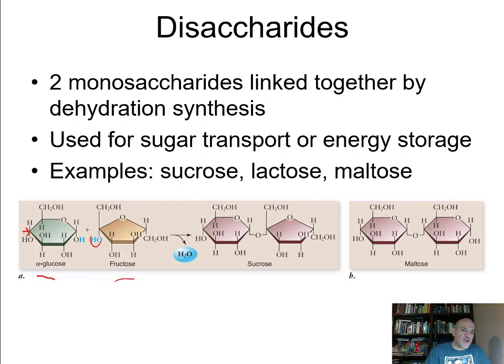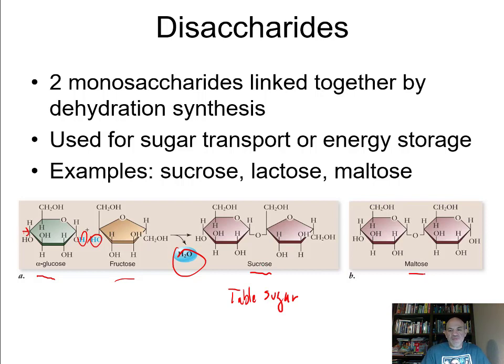But we're going to lose this OH and this H, and that's going to produce this water. And we end up with our covalent bond here, and we end up with a disaccharide called sucrose. This is commonly called table sugar. This is what we put in our tea, what we cook with. And it's actually a major transport sugar in plant material. So let's say we're going to get sucrose from a sugarcane crop. Basically, they're harvesting the sucrose that's in there.